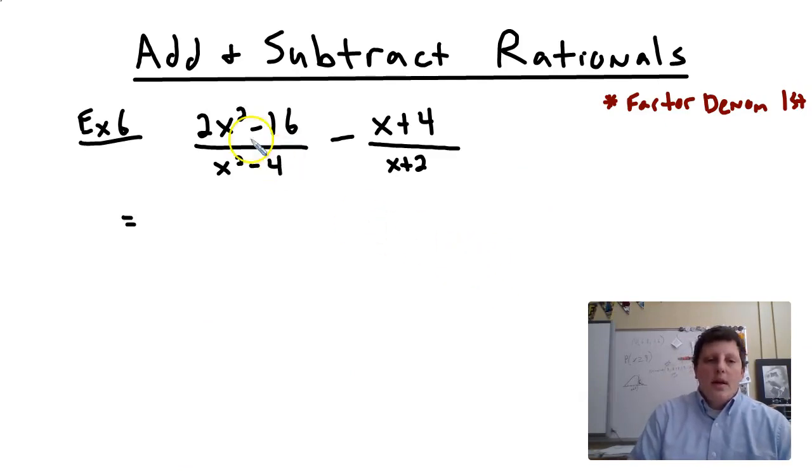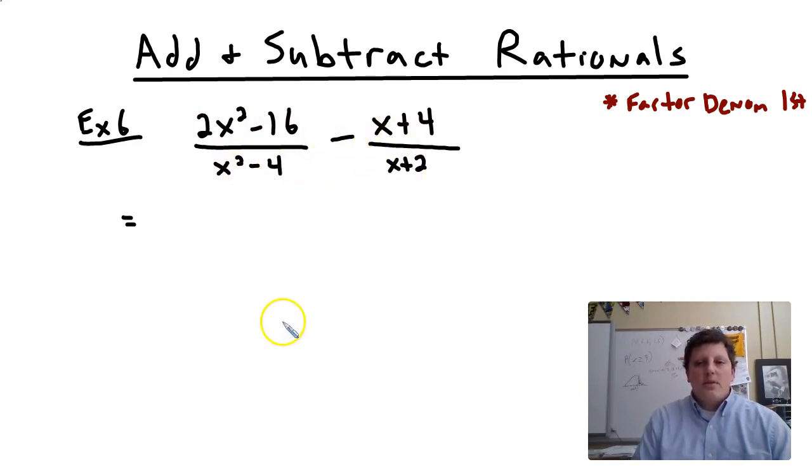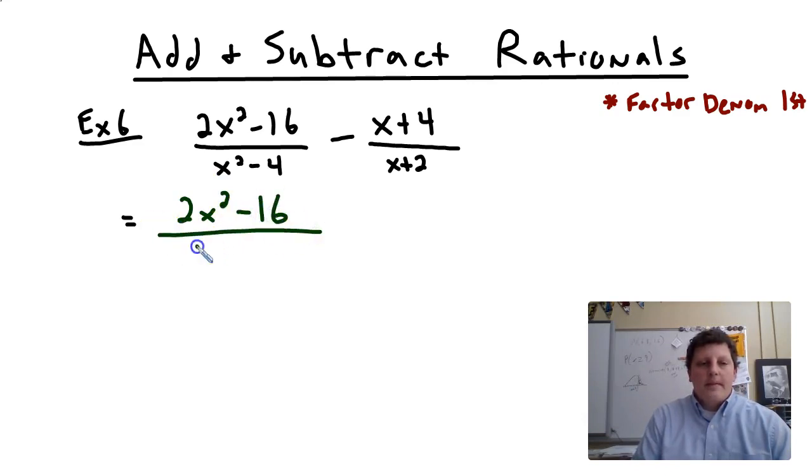Example number 6. We've got 2x squared minus 16 over x squared minus 4 minus x plus 4 over x minus 2. We want to factor both denominators first. So we'll leave the numerator. We're not going to touch it yet. We're going to leave it 2x squared minus 16. But we're going to factor the denominator. And this is the difference of two squares. For difference of two squares, you take the square root of the first and the second. In this case, that's x and 2, and we put x plus 2 times x minus 2.